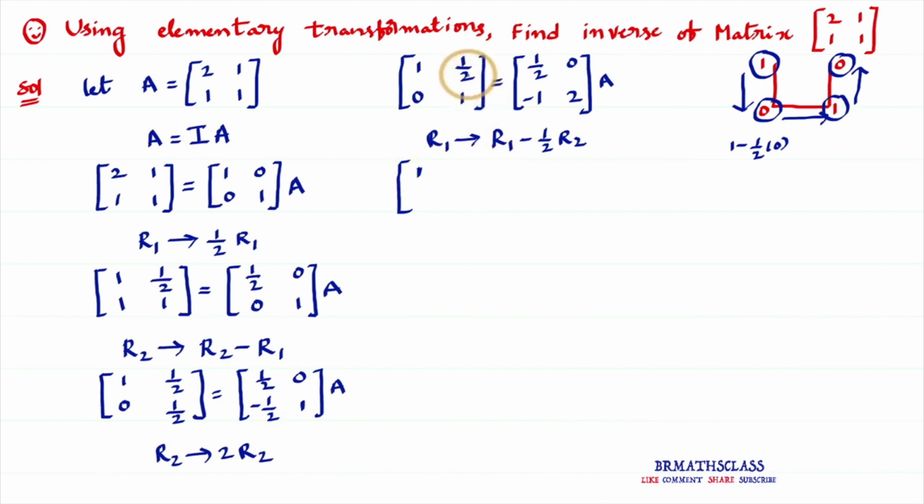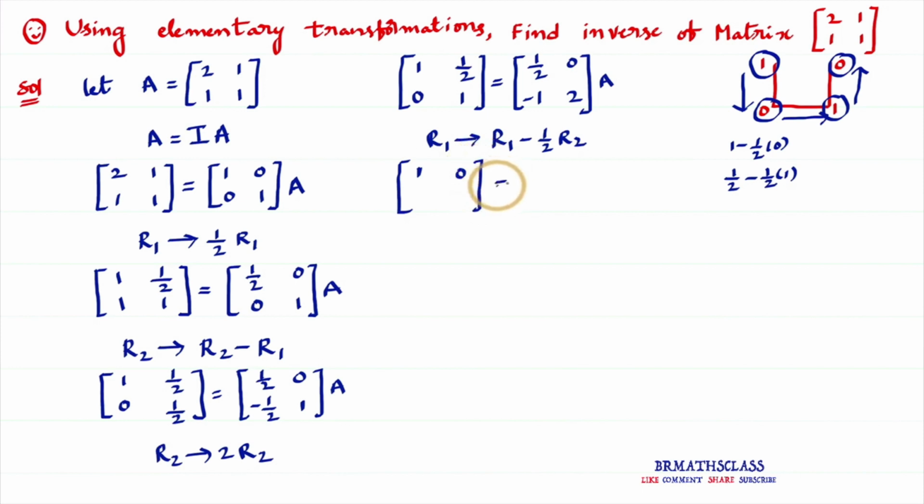Okay. Now R1 means 1 by 2 minus 1 by 2 into the element which is present in R2. What is the element present in R2? That is 1. Okay. 1 by 2 minus 1 by 2 is what? That is 0. It is simple.